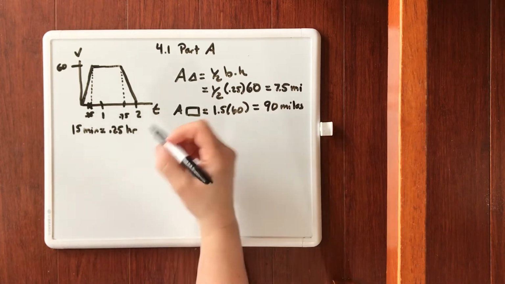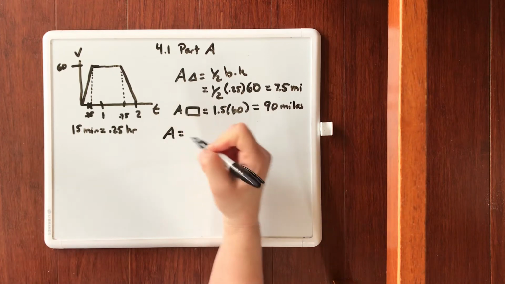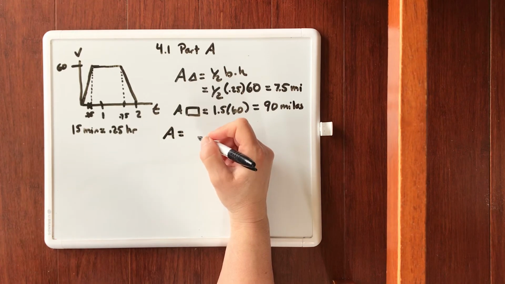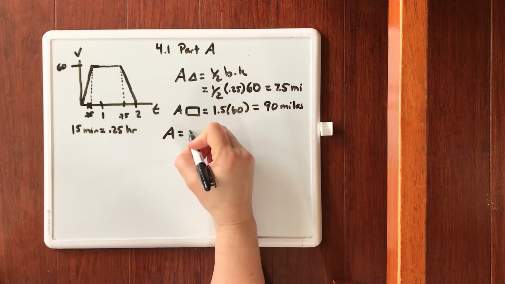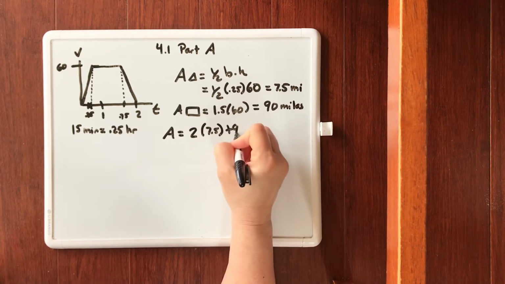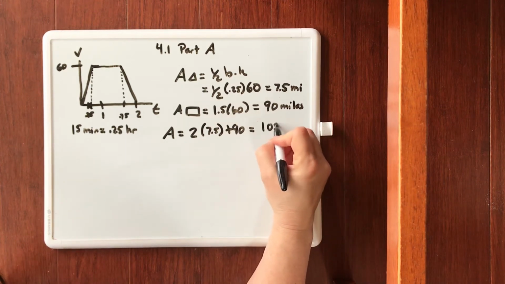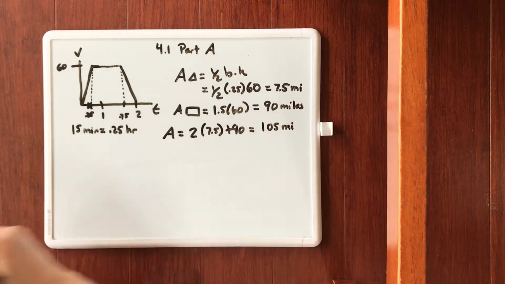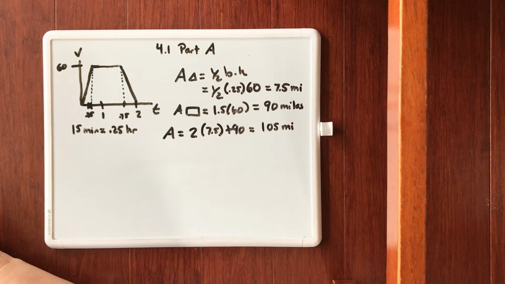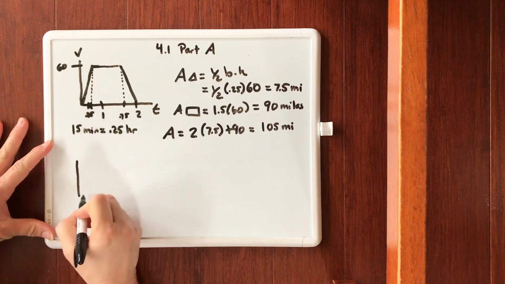So the area of this trapezoid is going to be, we have two of these, 2 times 7.5 plus 90, which equals a total of 105 miles.